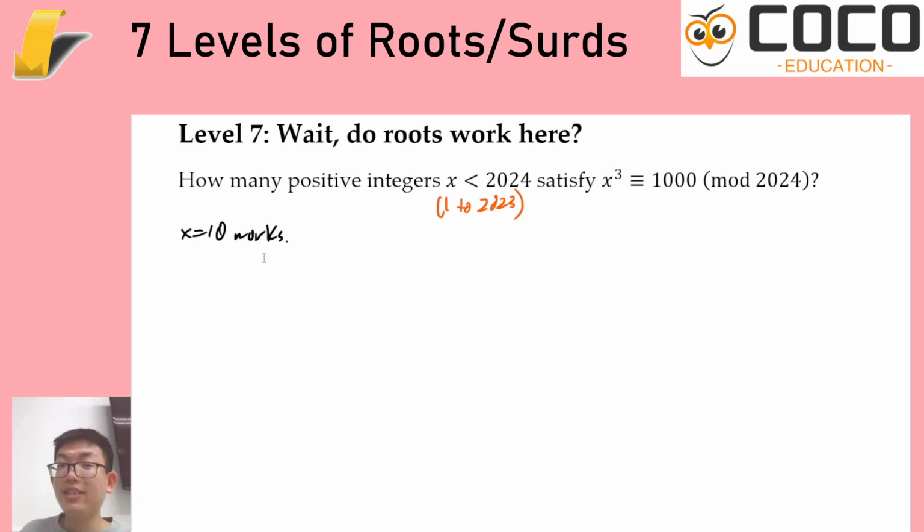The question that is not so clear is, how do roots work? Can I cube root both sides in modulo arithmetic? I'm going to say straight up that the answer is not 1. That means that there is something else other than x equals 10. And that's because in modular arithmetic, everything can work, but not exactly in the same way.